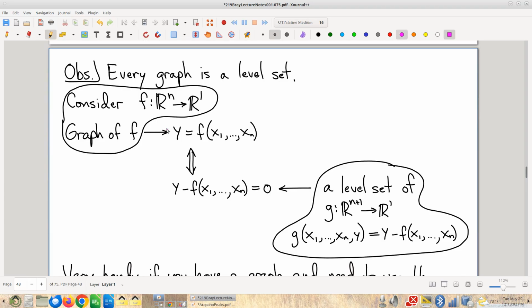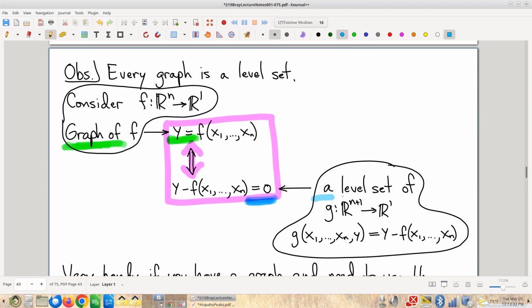Okay, real quick little algebraic observation. This is super easy. Let's take a look at this equivalence right here. Super easy. Hardly anything happened. I just took the right-hand side of the equation and subtracted it from the left-hand side of the equation. Yawn. Right? No big deal. Here's the thing. This top equation is a graph. The bottom equation is a level set.